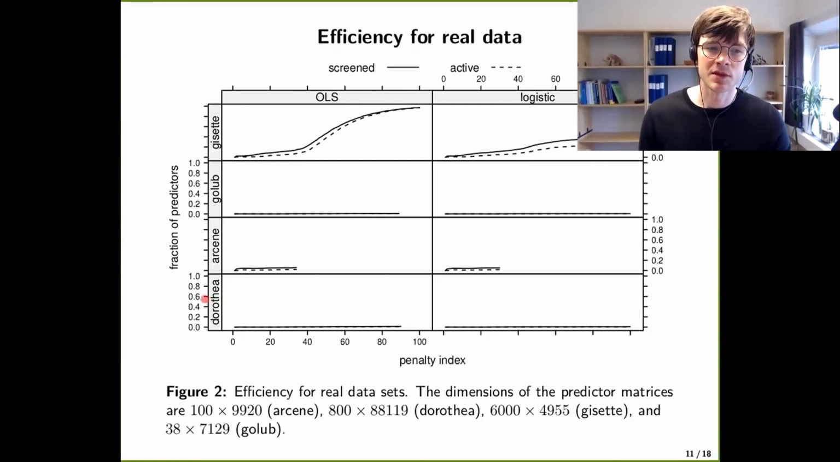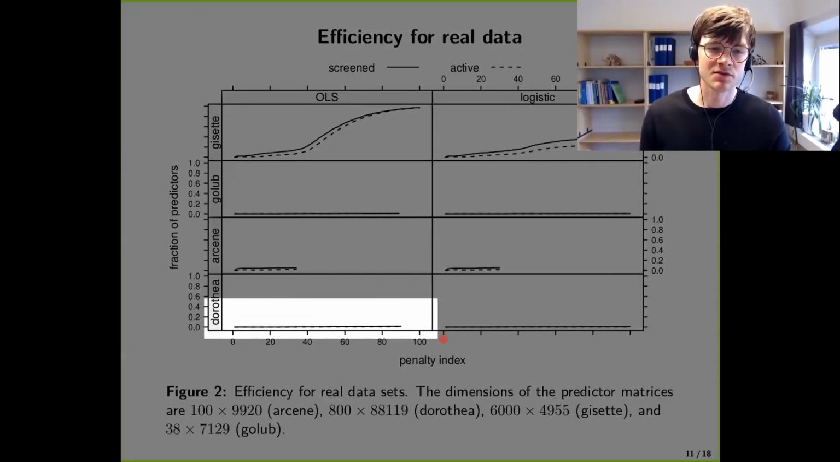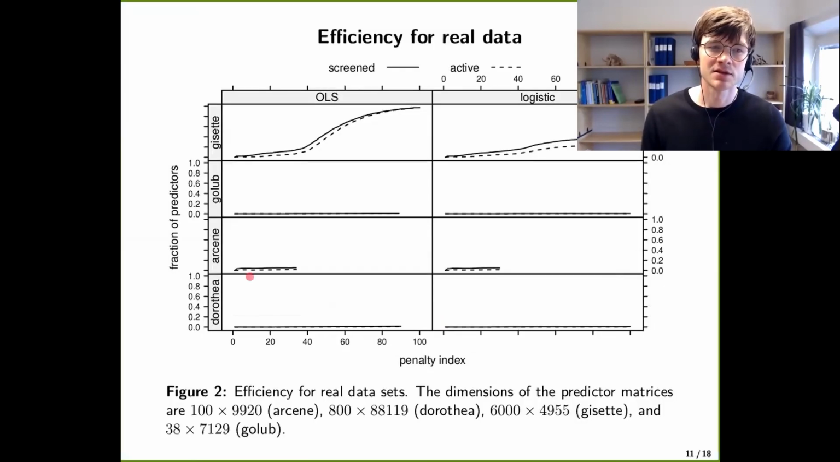Looking down at, for example, the Dorothea set, which consists of 89,000 predictors, we only have a very, very small fraction over here. So at the y-axis here, we have the fraction of predictors. So these are all of different sizes.